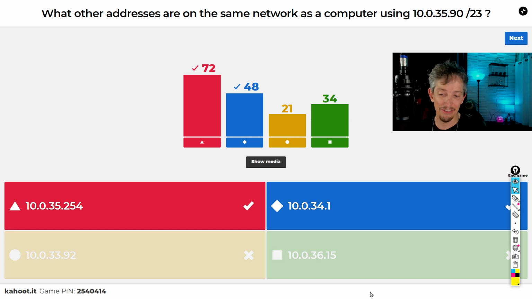So .35 and .34 both in the range. .33 is too low, .36 is too high. But it comes out of just chopping it up. What's the network? What's the block size? And all of that is in these Subnet Saturday courses.